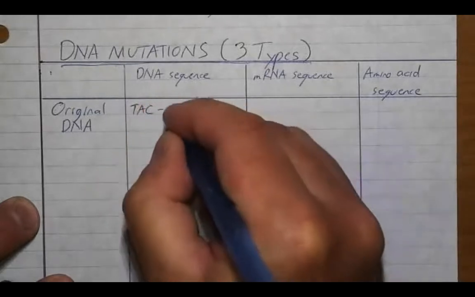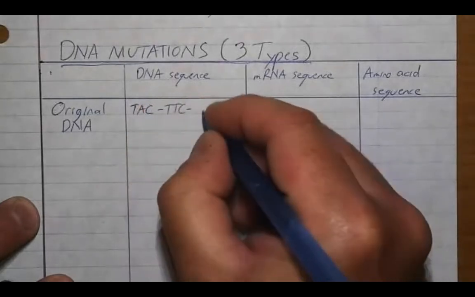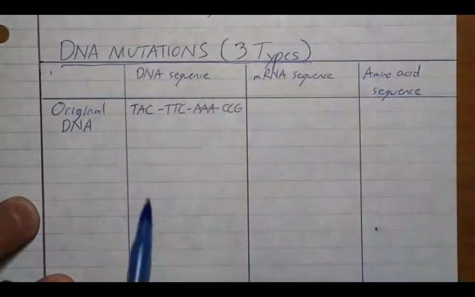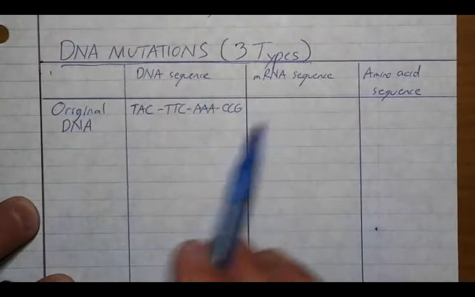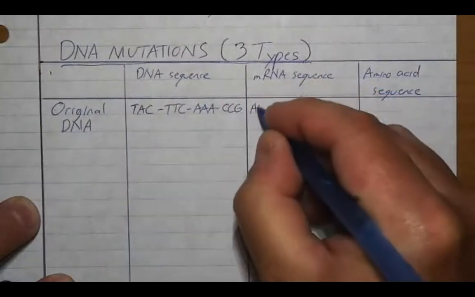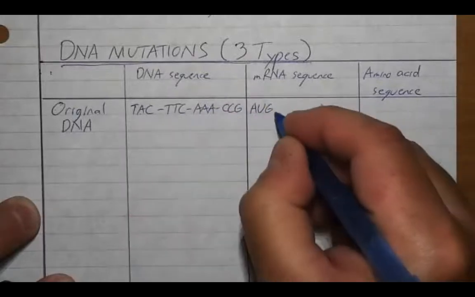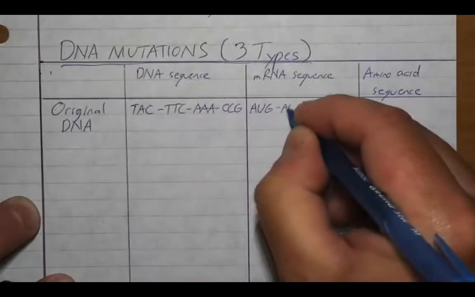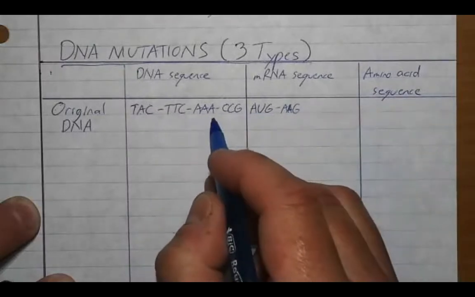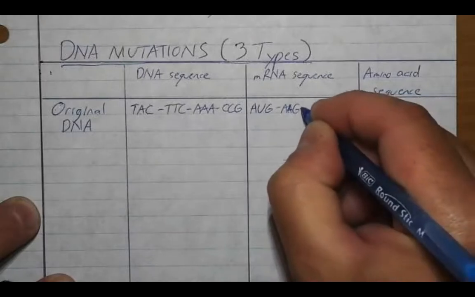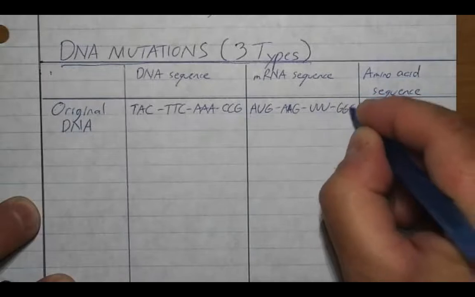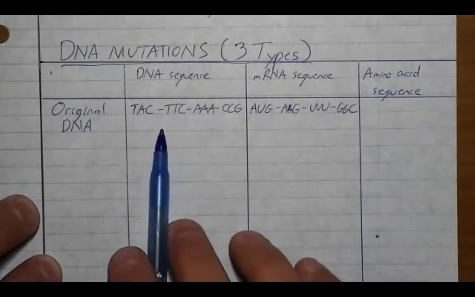TAC, TTC, AAA, CCG. Okay, so that's the DNA. How do you make the mRNA? Well, if the DNA is a T, you put an A. If it's an A, you put a U. If it's a C, you put a G. Okay, and then TT goes AA. Instead of C, goes G. What matches up with T or A's would be T's, but there's no T's in the RNA, so it's U, U, U. And then CCG would be G, G, C. Okay, so use DNA to make the RNA.